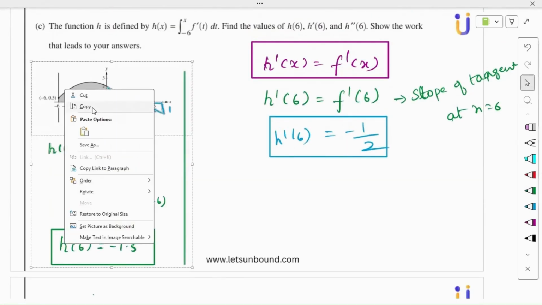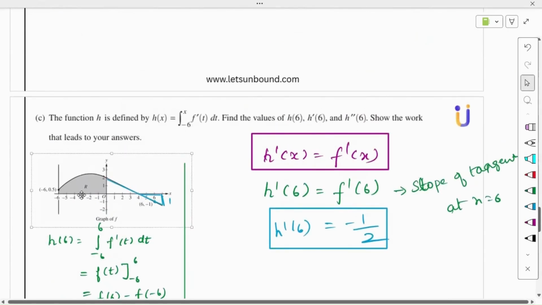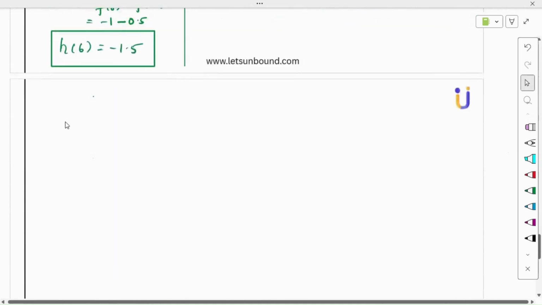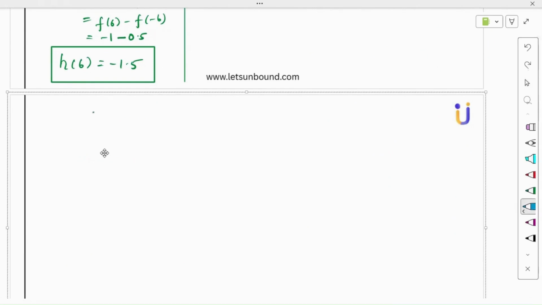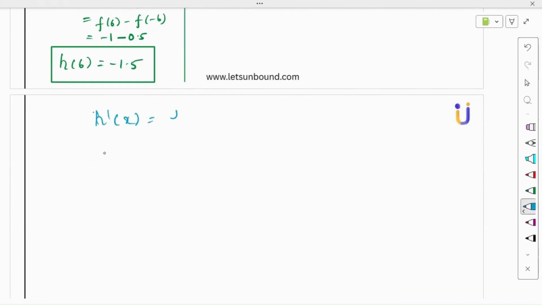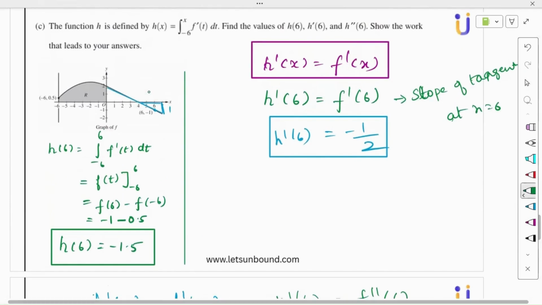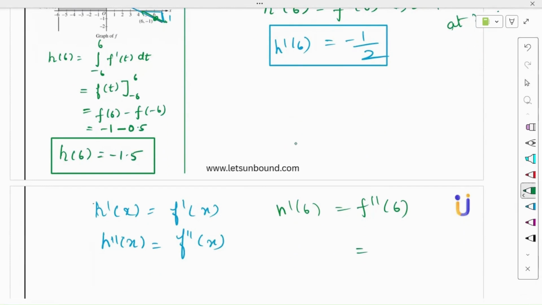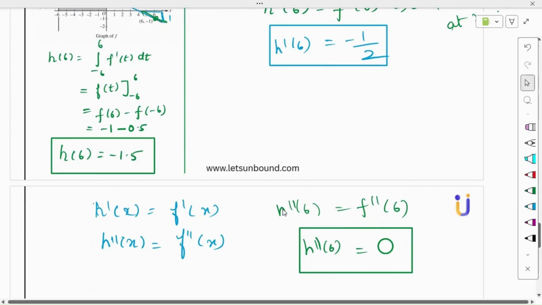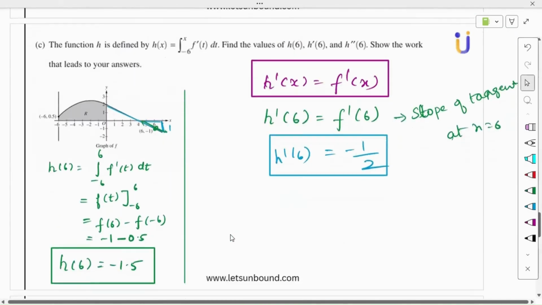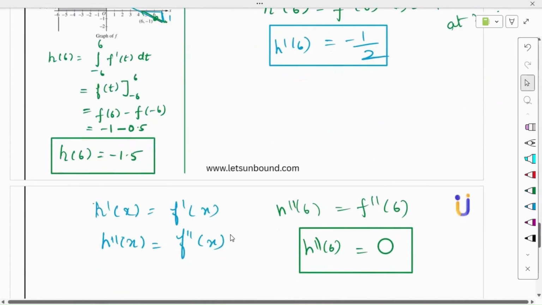Now h double dash of 6. We already know h dash of x is f dash of x. So h double dash of x means f double dash of x. So if you want h double dash of 6, you find f double dash of 6. Double dash means concavity. Is this concave up or concave down? No, it's neither. The rate of change of the rate is 0 there. It's a constant rate of change, so h double dash of 6 is 0. This is all about the definition of h and working out the values at different points. With this, we conclude this problem.